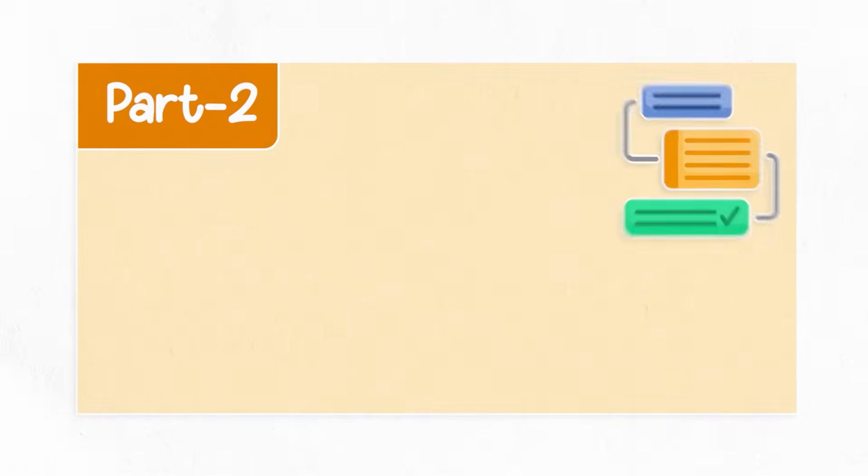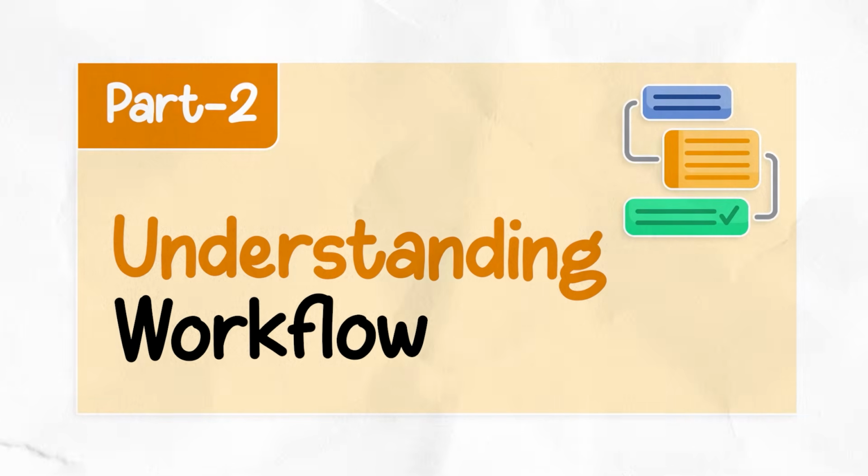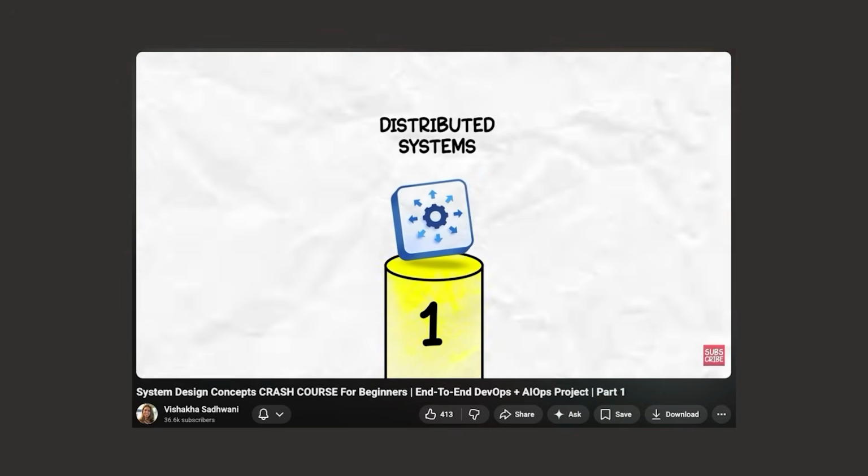Welcome to part 2 of this series, where we will be building an end-to-end DevOps system for a microservices-based application. Before we jump into the workflow and the architecture, make sure you have reviewed part 1, where we discussed the system design concepts that are required to build this project. The reason I'm asking you to check that out is because you may not be able to connect the dots. So go check it out.